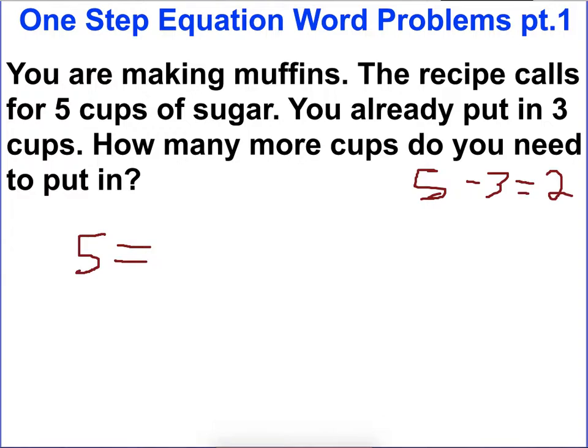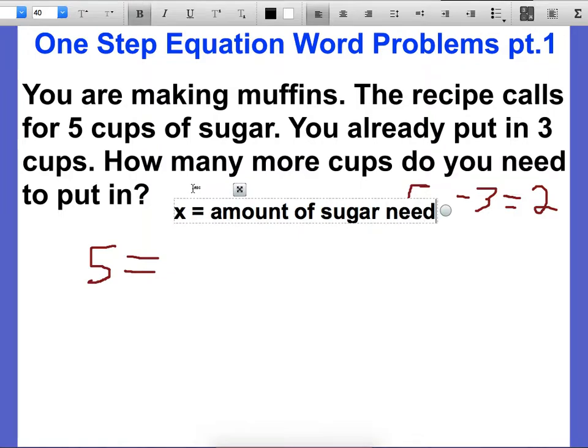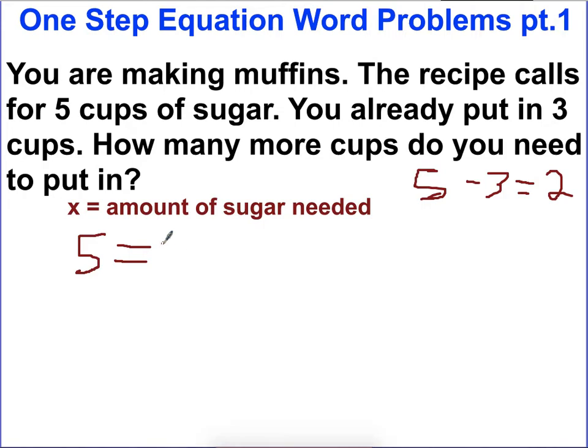So when we're writing our equation, the thing that we're trying to look for we'll say is our variable. So we'll say x equals the amount of sugar needed. So we have to define our variable here. We say x is the amount of sugar needed. So when we write our equation, we can say 5 equals x. And now what did we already have? We already put in 3 cups. So we already have 3 in here.